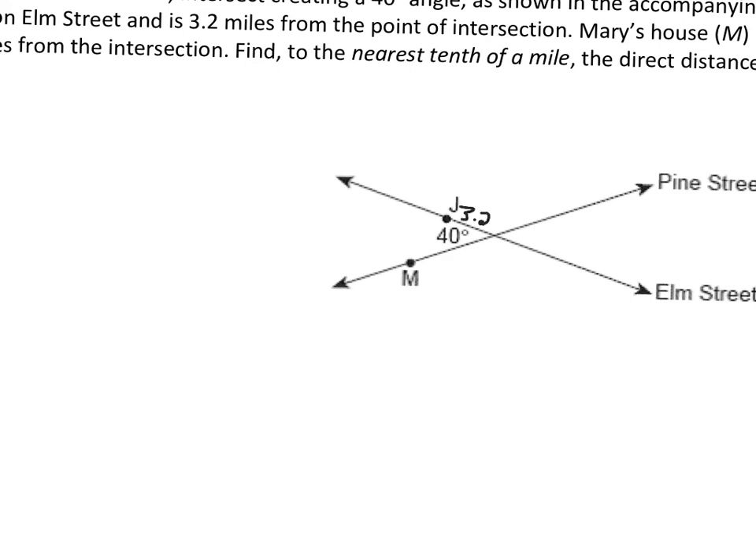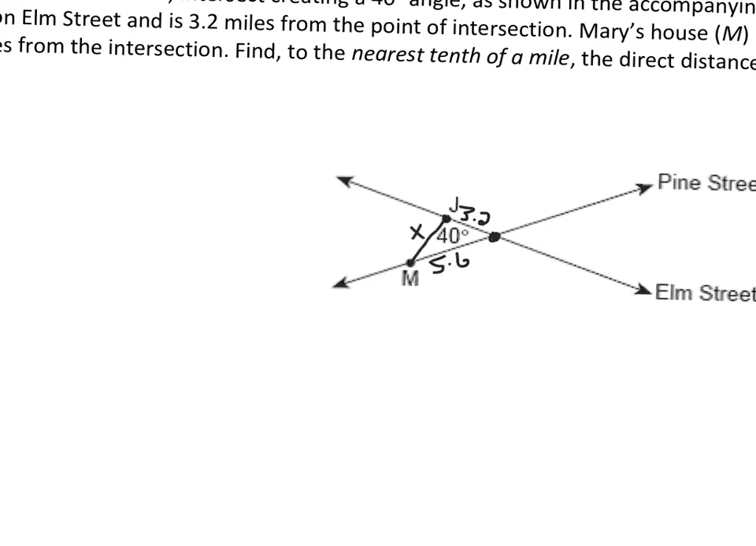I'm not even going to write miles, I'm just going to put 3.2 for now. Mary's house is on Pine Street and is 5.6 miles from the point of intersection. This, by the way, is the point of intersection. Find to the nearest tenth of a mile the direct distance between the two houses. So we're looking for the distance from J to M. You can call it whatever you want, I'm going to call that X.